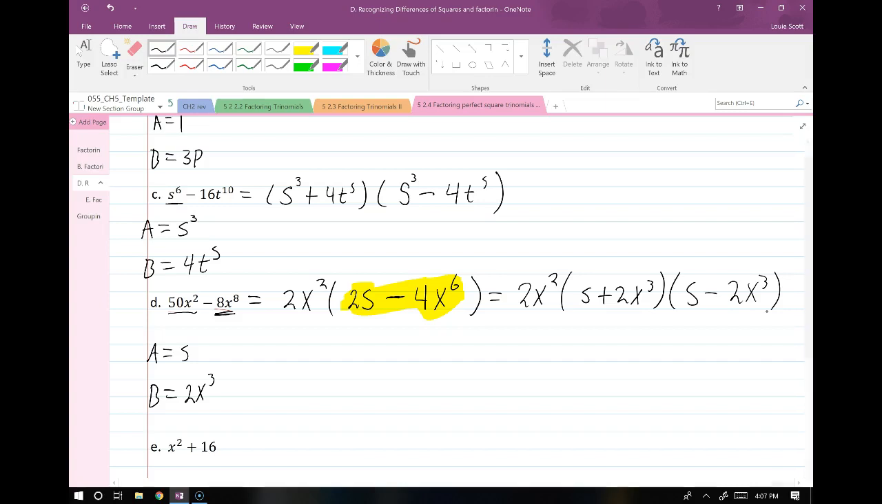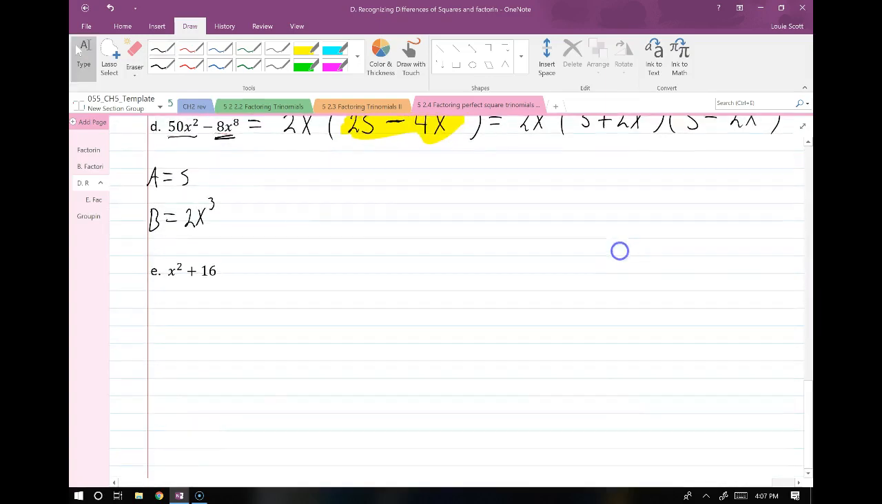Okay, so this last example definitely does not conform because there's no subtraction sign in here. And as a matter of fact, any time that you see something like this, an x squared plus a constant term, it cannot be factored. Don't waste your time. All right, if you see x squared minus a constant term, then there's a chance you can factor it. But if it's x squared plus a constant term, there's just no way. And I'll show you why.